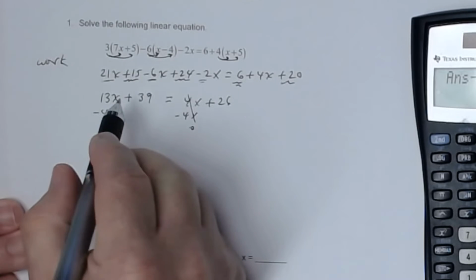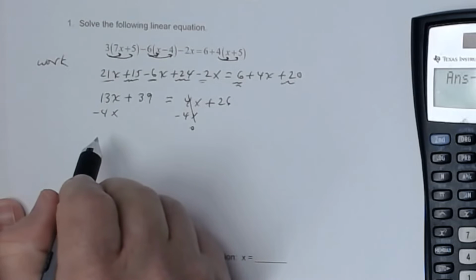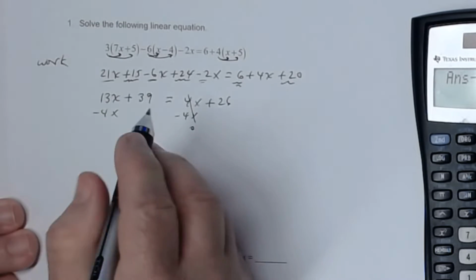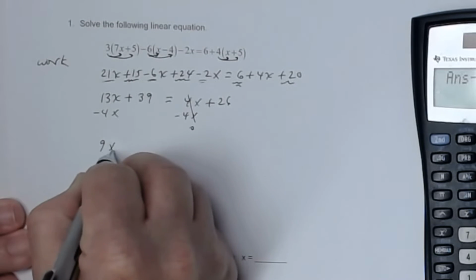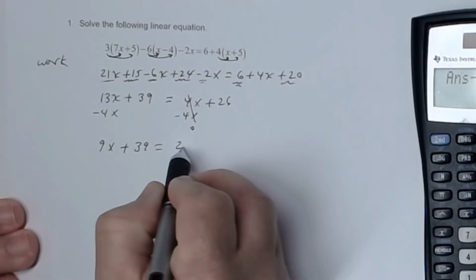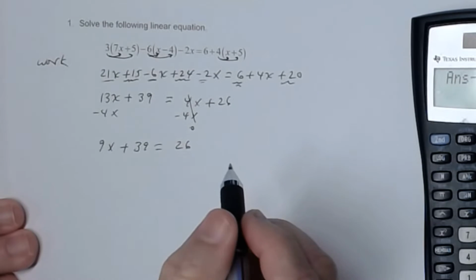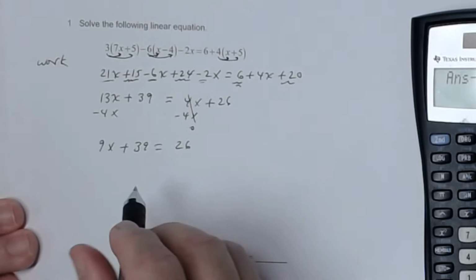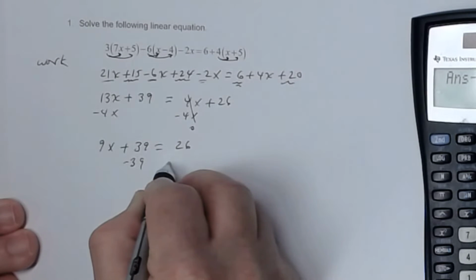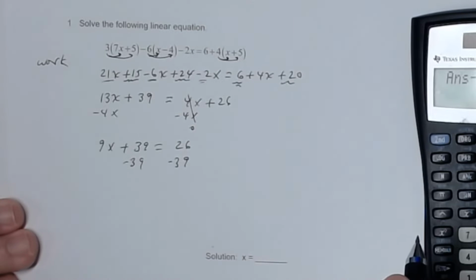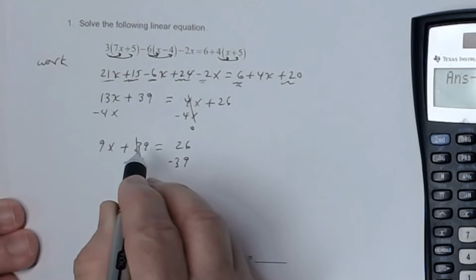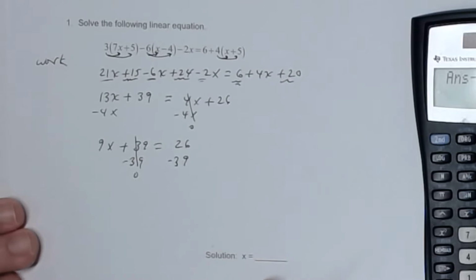All right, so now we're going to combine like terms with what I just did. So 13x minus 4x is 9x. So I get 9x plus 39 equal, and then on this side I'm left with 26. And so now I'm going to subtract 39 from both sides, because right now I'm adding 39. The opposite is to subtract 39. And when I combine like terms, I get, this is 0. Those are opposites. Positive 39 and a negative 39 is 0.